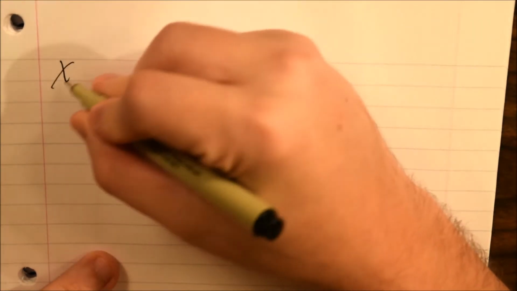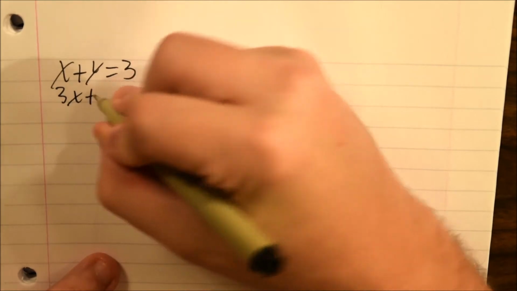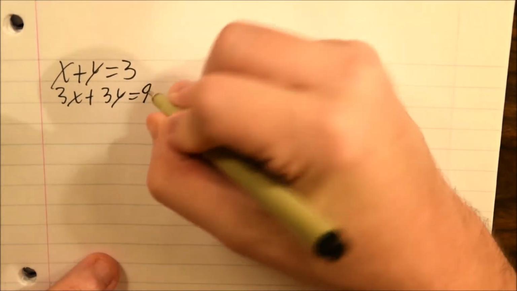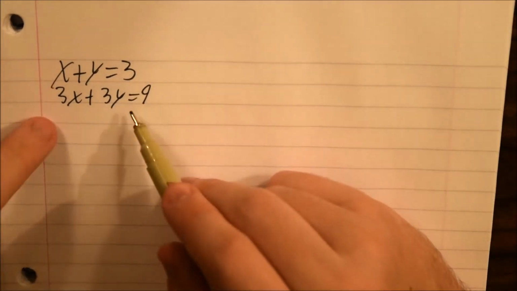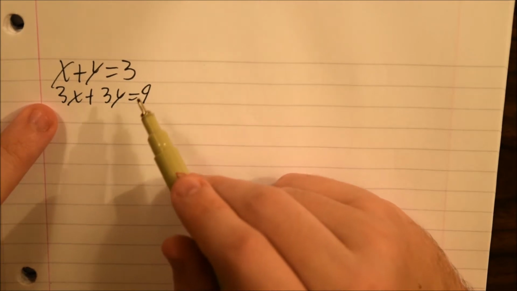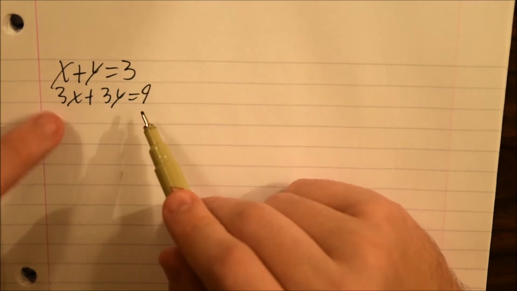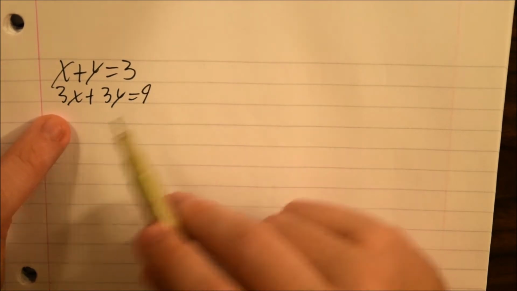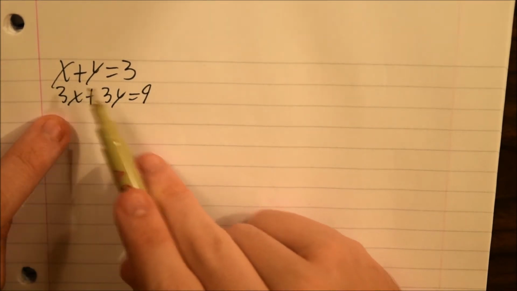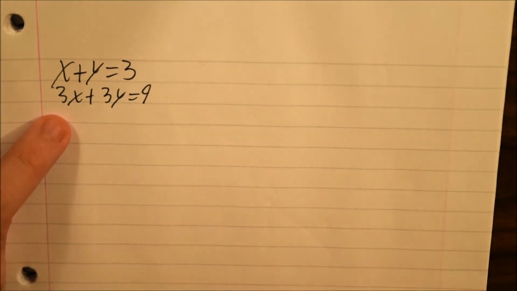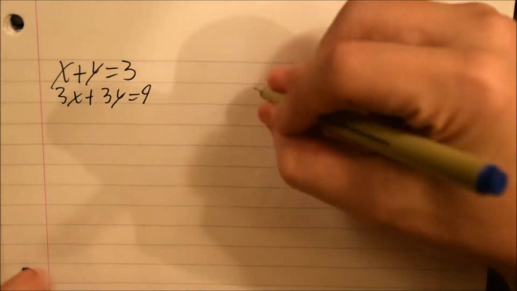Alright, so let's look at our first example now. It's going to be x plus y equals 3 and 3x plus 3y equals 9. Now with this first method I'm going to show you, I want to look at these two equations and think, is there a certain number I can multiply one equation by to get the second equation? If I multiply everything in the first one by 3, I can see that I get the second one. So let's go ahead and do that out.